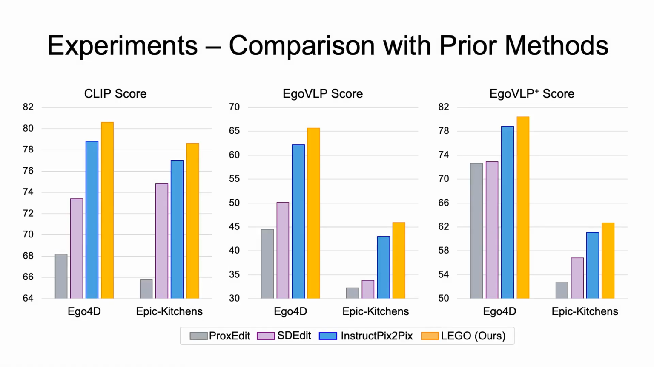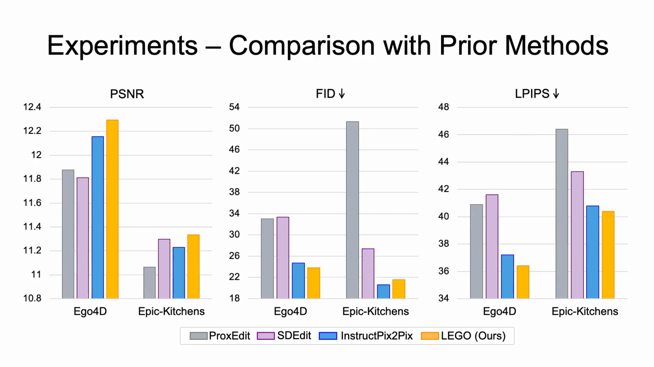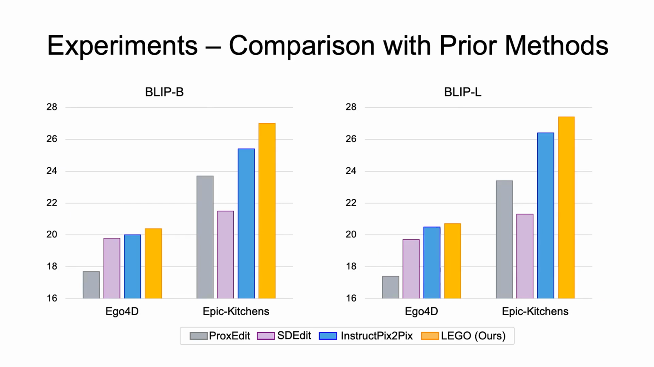For action frame generation, we first compare our model with prior image manipulation models. Our model outperforms all baseline models by a notable margin for all three contrastive pre-training based metrics: CLIP score, Ego VLP score, and Ego VLP plus score. In the other three metrics, our model also shows advantages in both datasets, outperforming on all but one metric. And though our model slightly lags behind InstructPix2Pix on FID on the Epic Kitchens dataset, it still achieves the second best performance.